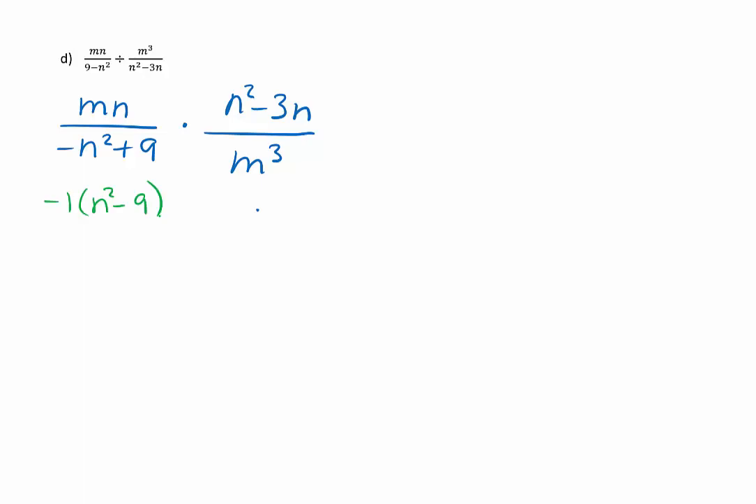So numerator of the first fraction, mn, can't be factored. It's already a product, no plus signs. But the denominator, that minus n squared plus 9, if I factor out a negative 1, that turns into an n squared minus 9. And now I have a difference of perfect squares, n plus 3, n minus 3, with that GCF of negative 1 in front. Numerator of the second fraction, n squared minus 3n, has a GCF of n. If I pull out the n, I'm left with n minus 3.